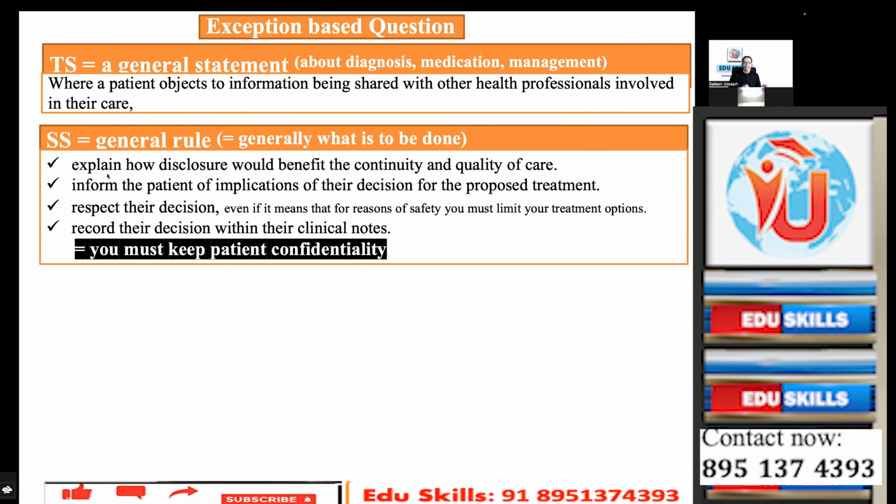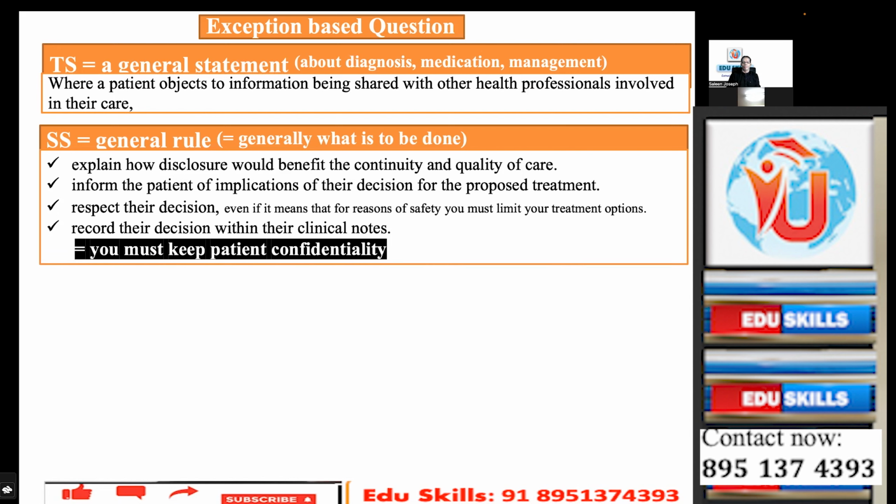The passage says, first, explain how disclosure would benefit the continuity and quality of care. Second, inform the patient of the implications of their decision for the proposed treatment. Next, respect their decision, even if it means that for reasons of safety you must limit your treatment options. Fourth, record their decision within their clinical notes. In short, this says you must keep patient confidentiality. In short, this says, what is the general rule?